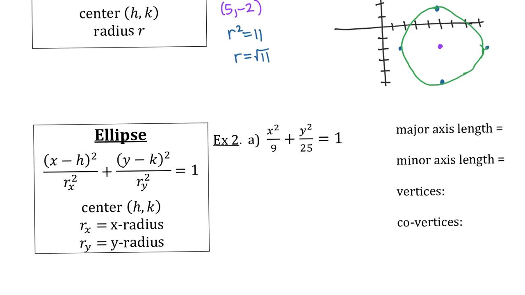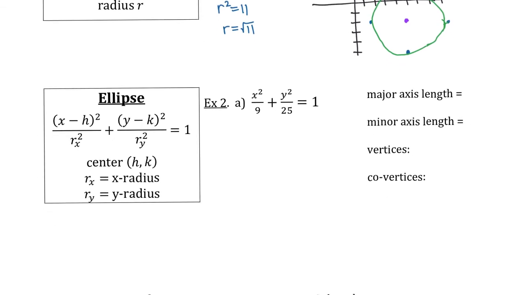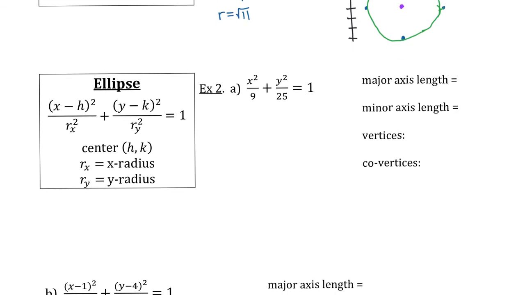Okay, next we're going to look at an ellipse. Ellipse is what you might call an oval shape. It still has the format (x minus h) squared plus (y minus k) squared. It still has a center at (h, k), but because it might be longer in the x or y direction, it has an x radius and a y radius. So below the (x minus h) squared, we have rx squared. Below the (y minus k) squared, we have ry squared, where rx is the x radius and ry is the y radius. It should always equal 1 when it's in standard form.